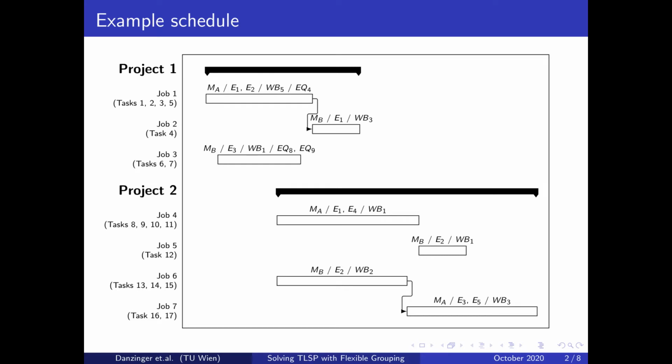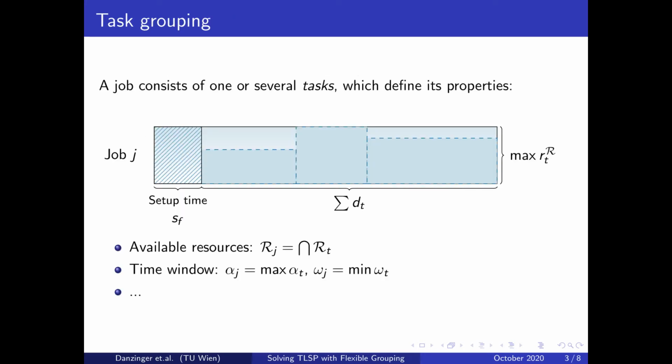And that brings us to the probably most unique point of TLSP, and it is that the jobs themselves are not given as input, are not monolithic, but instead consist of one or several tasks. And all properties of the jobs have to be computed from the tasks that they contain. So the solver first has to find a grouping of tasks into jobs, and then find a schedule, so a resource assignment, starting time slot, and mode for each of the jobs.